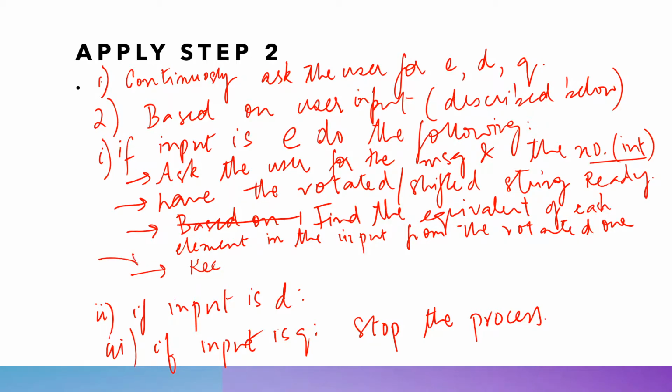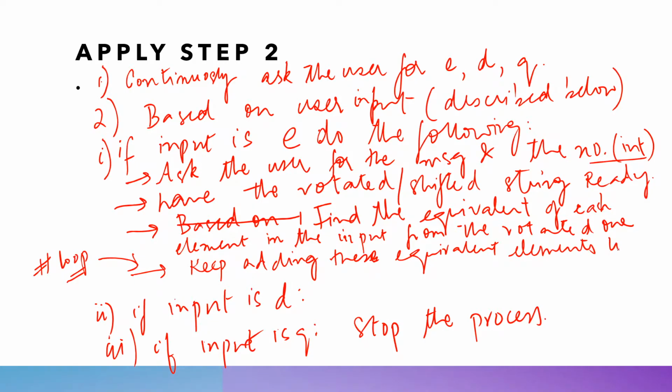So this means maybe we need a loop here. Just like I'm commenting here, we might need a loop. This is just for my own reference; it's up to you how you want to write these steps down. So keep adding these equivalent elements to a string, maybe. And this is the string that we'll output. So this is going to be my output. Just go ahead and output that string once you're done finding all the equivalent ones.